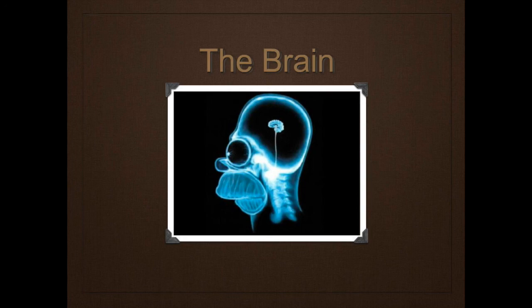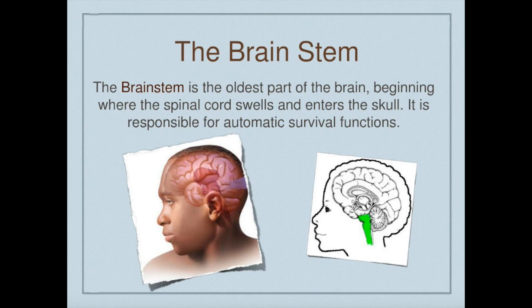Some brains are bigger than others, as we see Homer here. Very tiny brain, which you can get from his personality. I was looking through old AP exams in preparation for this, and I saw that they referred to the brainstem as the old brain, and they refer to the cortex as the new brain. So when you see something that refers to the old brain, know that they're talking about the brainstem.